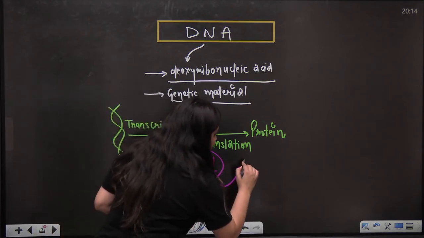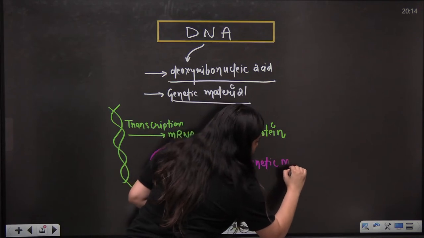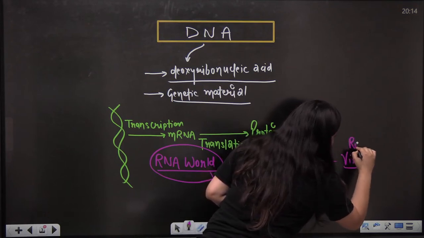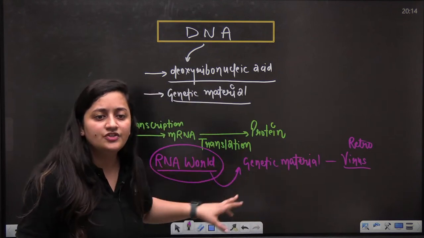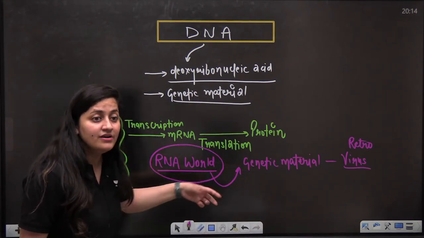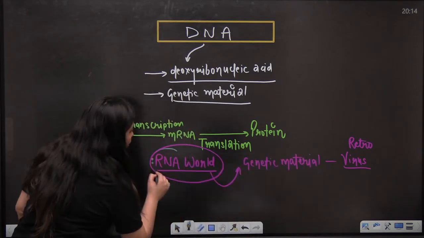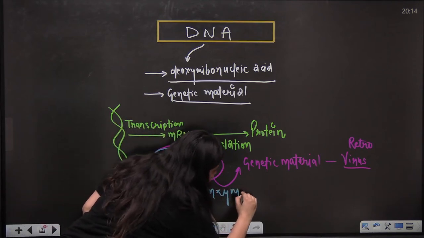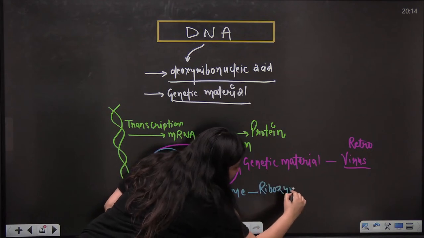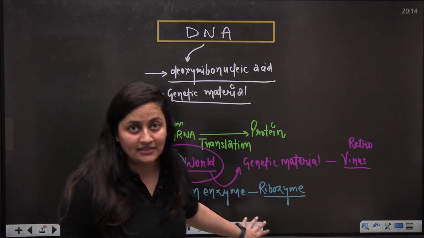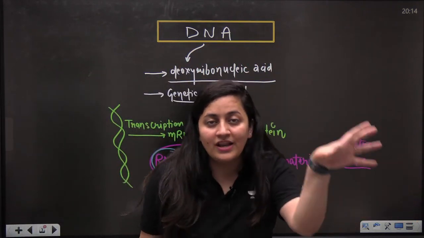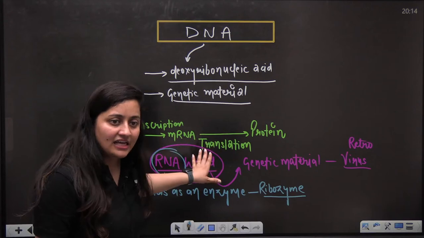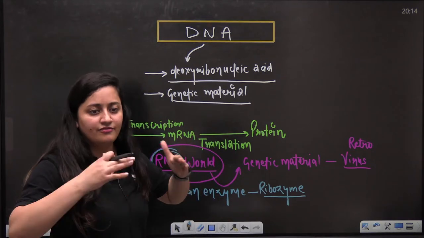You know that RNA is still a genetic material in the case of some viruses, which we call retroviruses. Even this RNA can also act like an enzyme, and we use the word ribozyme for that. So initially it was believed that the RNA came first on this planet Earth, and because it can act like the enzyme as well, it is the first genetic material, and then DNA evolved. They do not consider that protein came first. As per this RNA world concept, it is the RNA that came first on this planet Earth.